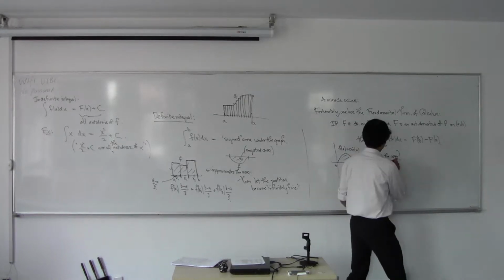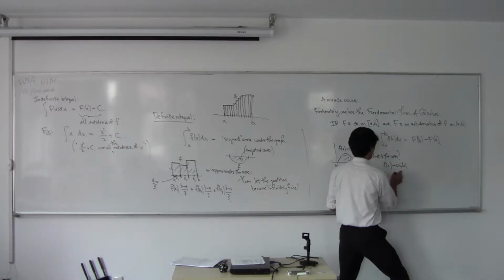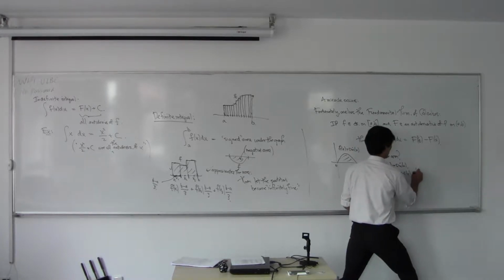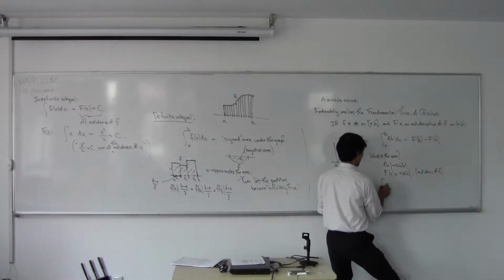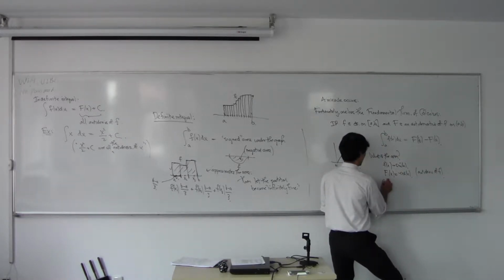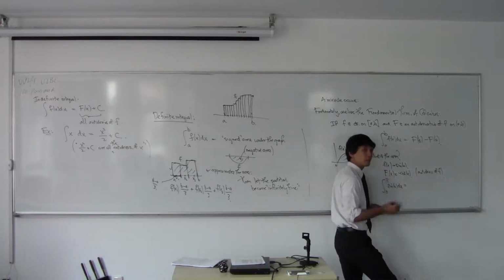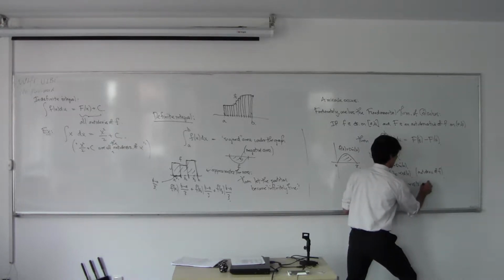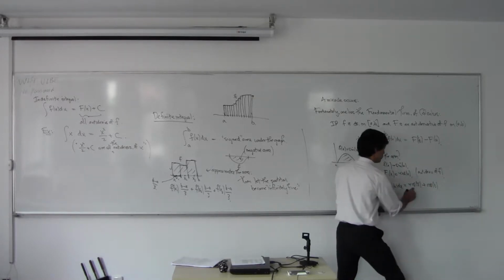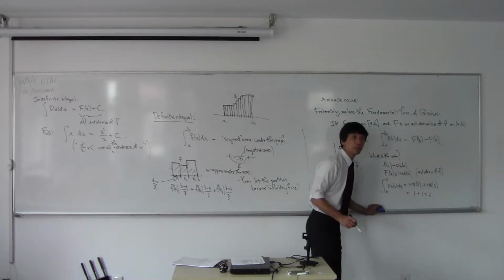Negative cosine, right? So you say, well, f of x is the sine, so big F is going to be negative cosine. This is the antiderivative of little f. So you know that the integral from 0 to pi of sine is negative cosine pi minus negative cosine 0. Negative cosine pi is 1, plus negative cosine 0 is 1. So you get 2.